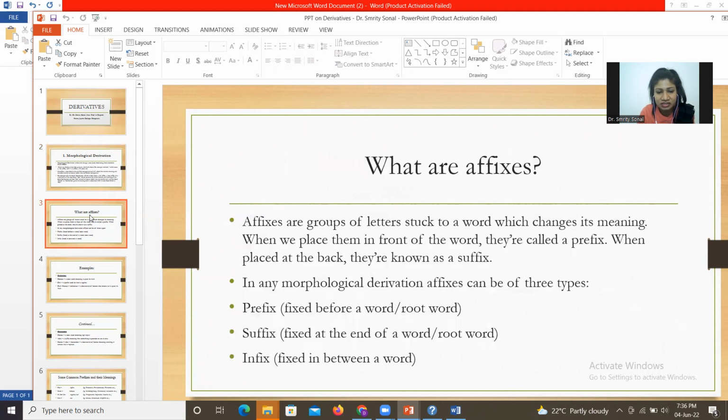Now, what are affixes? Affixes are of three types. It can be a prefix when you put it before a word. It can be a suffix when you put it at the end of the word. And when you put it in between somewhere in the word, then it is an infix.